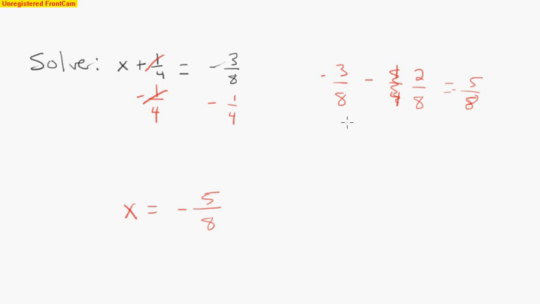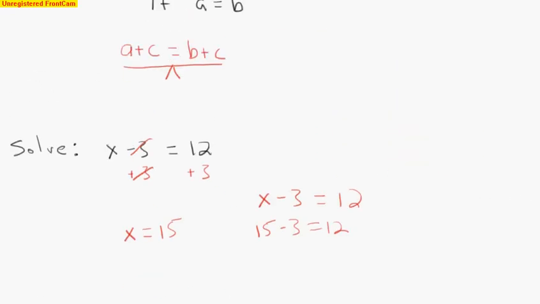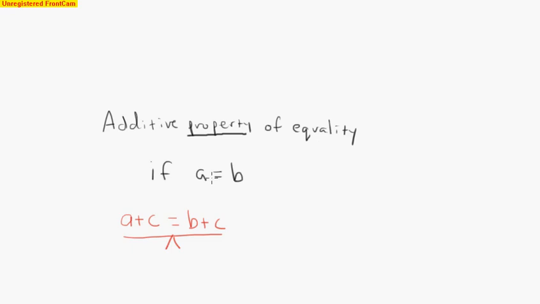So, solving equations. We have been doing this already. We just basically gave a name to one of the properties we were using. The additive property of equality says that if we start with an equation, for example, A equals B, if we add the same thing to both sides, we still have an equation. We use that to solve equations using our inverse operations.